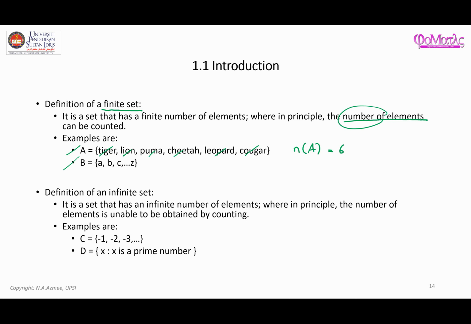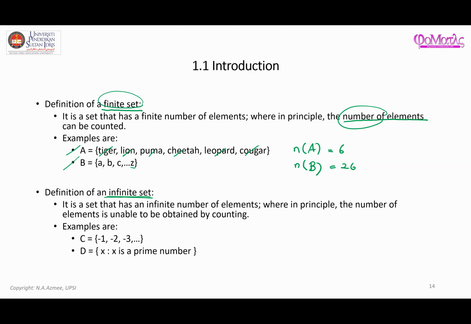Now for set B, this is a set of small alphabets, and we have a, b, c, and it continuously goes on until z. And if you count the number of alphabets there are in this set, you will see that the number of elements in set B is equal to 26. So as long as you are able to count the number of elements, then we will say that these are examples of finite set. Next is infinite set.